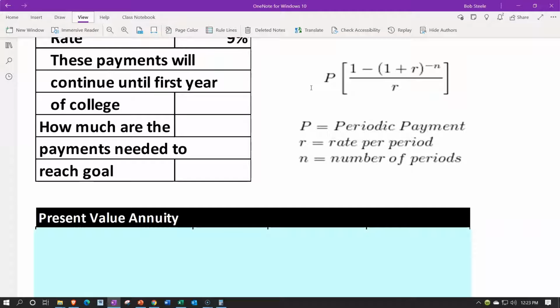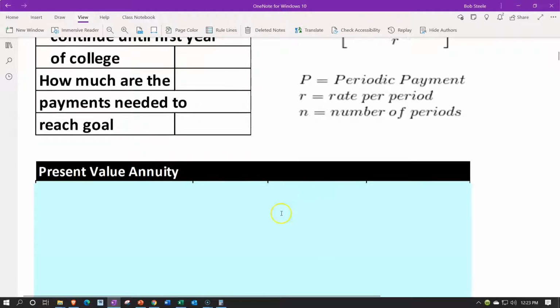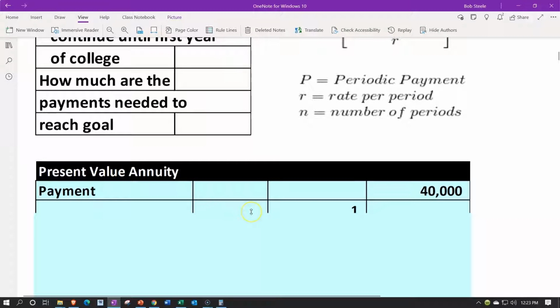We'll do this multiple different ways. A formula would be P times 1 minus 1 plus R to the negative N over R. And the P is going to be the 40,000 times 1 minus 1 plus R, rate 9%, to the negative N. That's going to be the 4 years for the college divided by R, once again, 9%. We're going to break that out into our kind of table format down here.